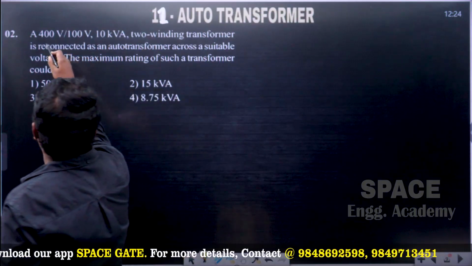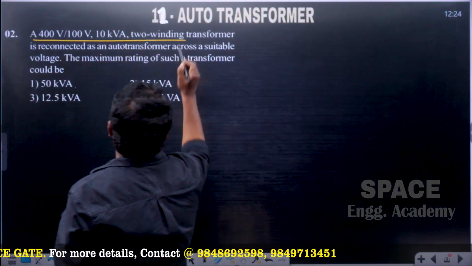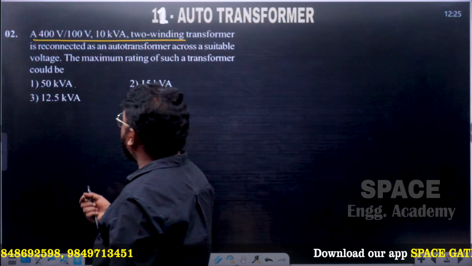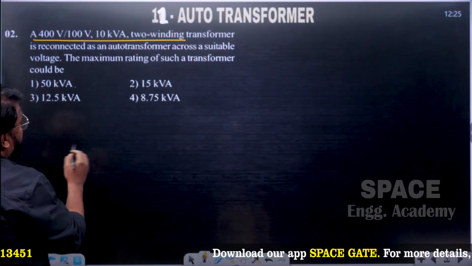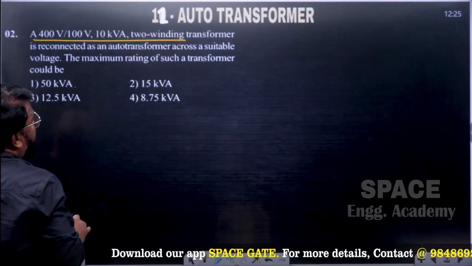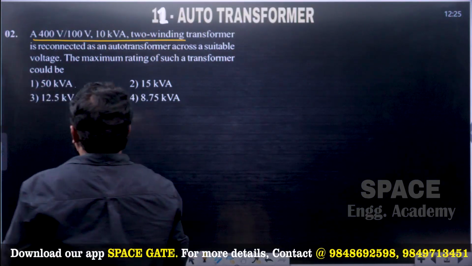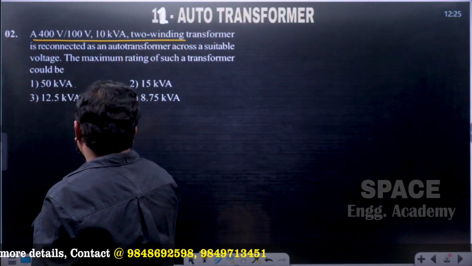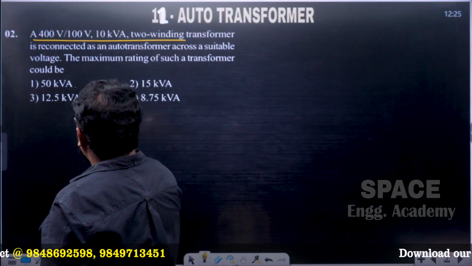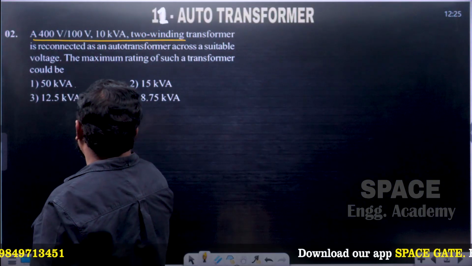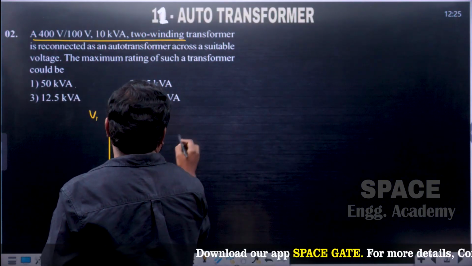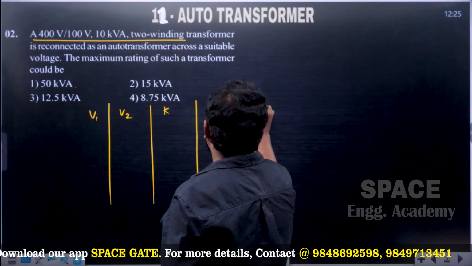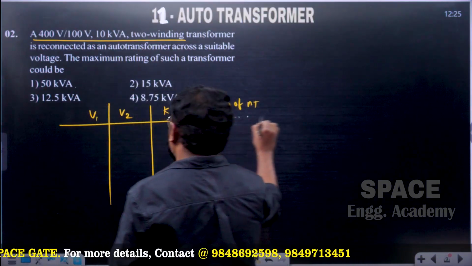So now this is the voltage rating and KVA rating of a two-winding transformer. From the possible connections point of view, I will tell you all the possible connections for the maximum KVA rating of such a transformer. I take the applied voltage V1, the secondary voltage V2, the auto transformer voltage, the transformation ratio K, and also the KVA rating of the auto transformer.